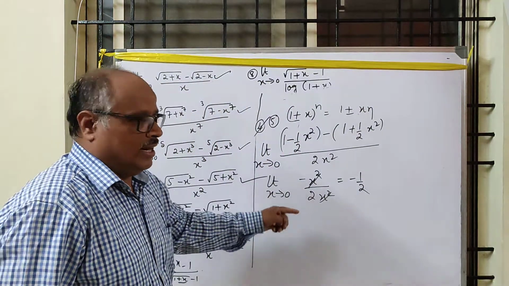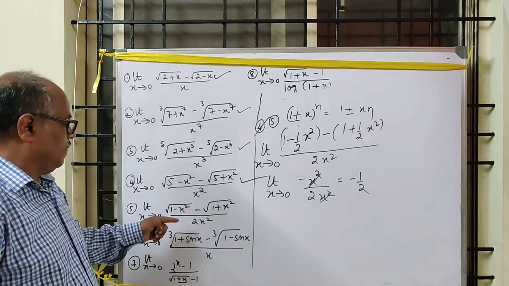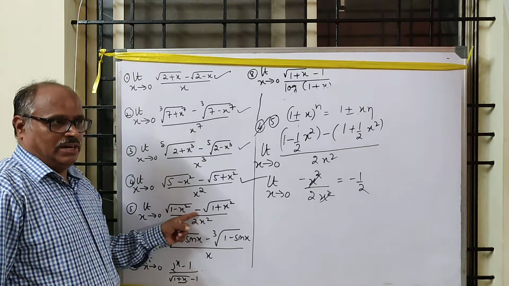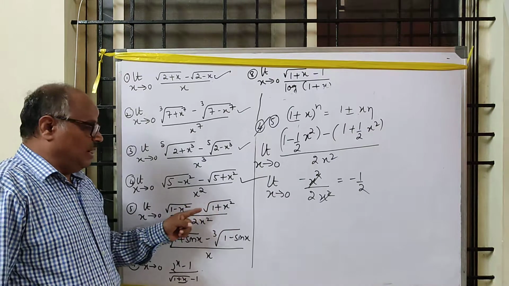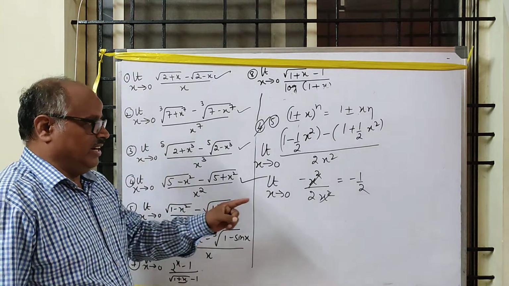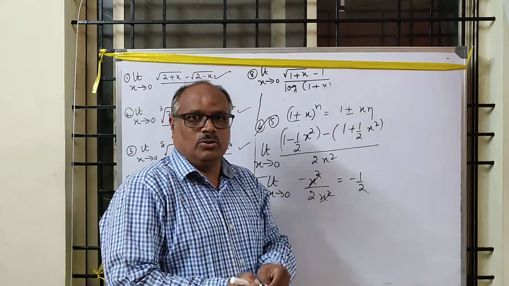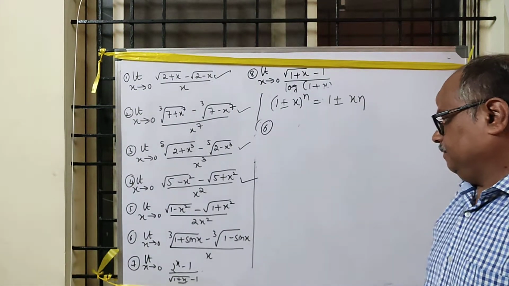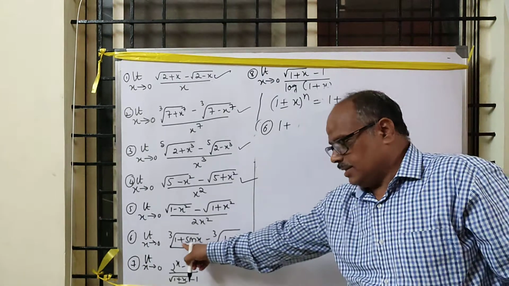This is the shortcut. How do you solve this by the traditional method? Take the rationalizing factor for the numerator. Multiply both numerator and denominator by the rationalizing factor and simplify it. Definitely you will get the value minus 1 by 2.